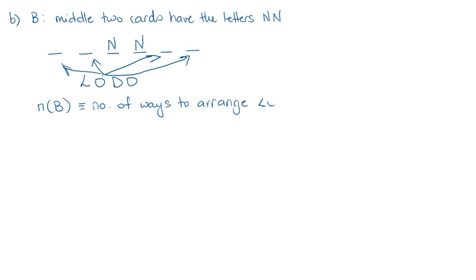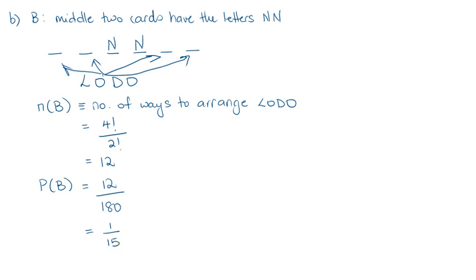And that would be 4 letters, 4 objects. 2 of them are alike. So 12, which means the probability that the middle 2 cards have NN would be 12 divided by our 180. That's 1/15.